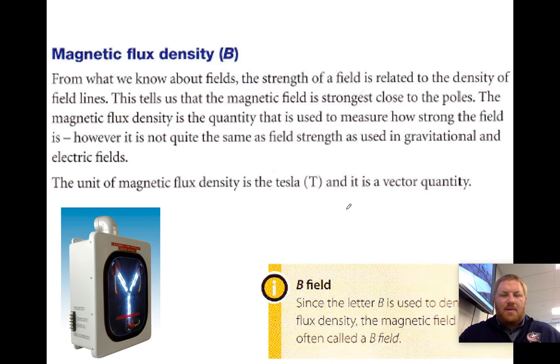Alrighty, so there's a term that we need to know, and that is flux. Anybody know where this picture is from? It's from a movie called Back to the Future, and it's the flux capacitor.